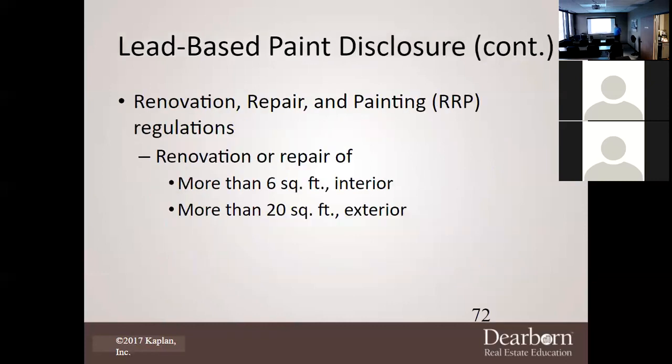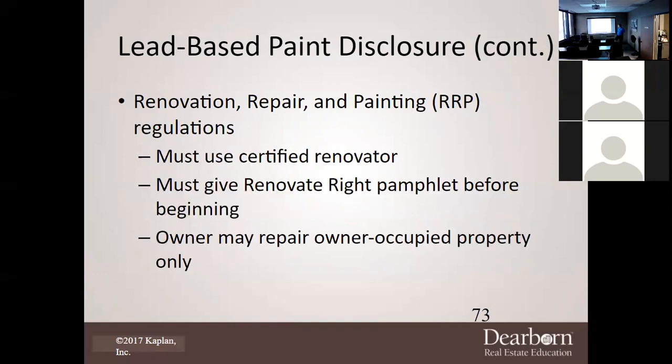Okay? Now the renovation, repair, and painting. This is the RRP regulations. Renovation or repair of more than 6 square feet of the interior or more than 20 square feet of the exterior is classified as renovating or repairing. Now, it must be done by a certified renovator.